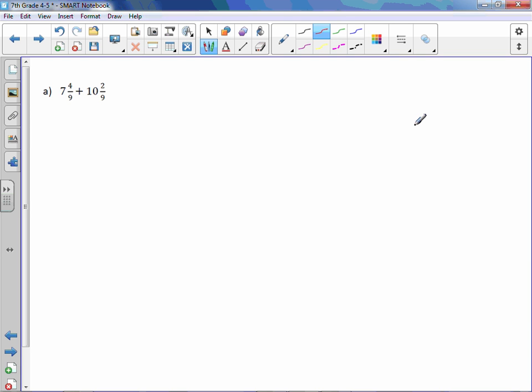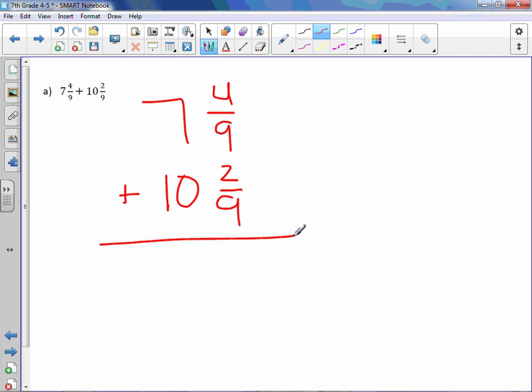So letter A, we already have common denominators. So I'm going to line these up vertically. 7 and 4/9 plus 10 and 2/9. Take care of your fractions first. 4/9 plus 2/9 is 6/9. And now your numbers, 7 plus 10 is 17. 6/9 can be reduced by dividing numerator and denominator by 3. And you get a final sum of 17 and 2/3.